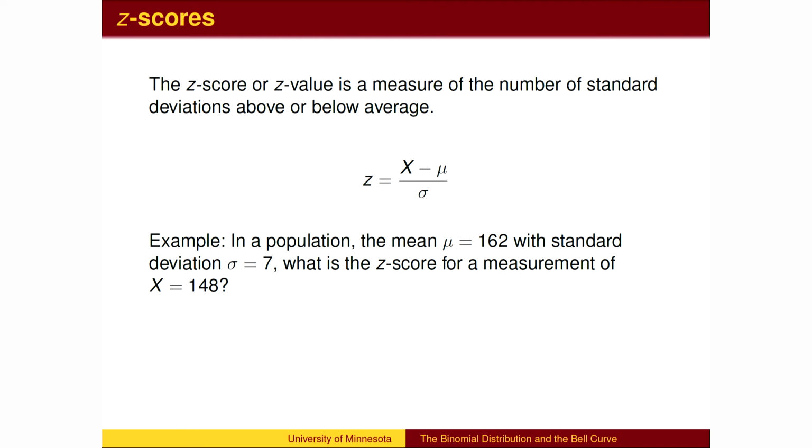For example, perhaps we wish to know the percent of the American adult females that are shorter than 148 centimeters. The mean is 162 centimeters, and the standard deviation is 7 centimeters. 148 centimeters is 14 centimeters below the mean, which is 2 standard deviations below the mean. The z-score is -2.